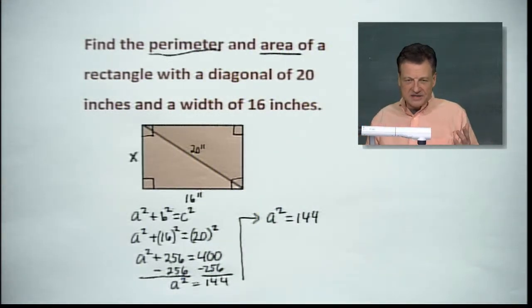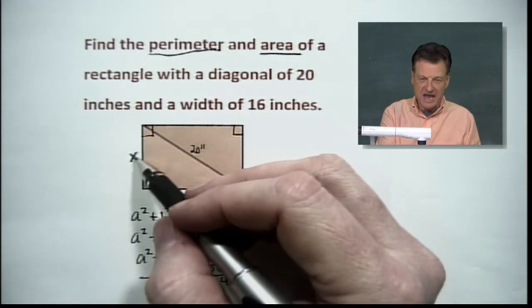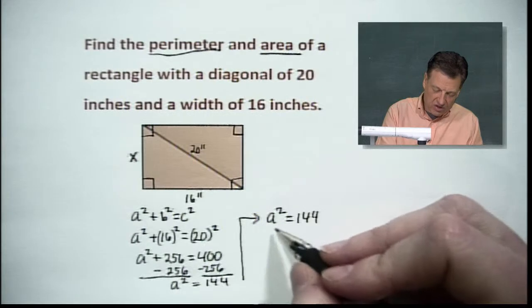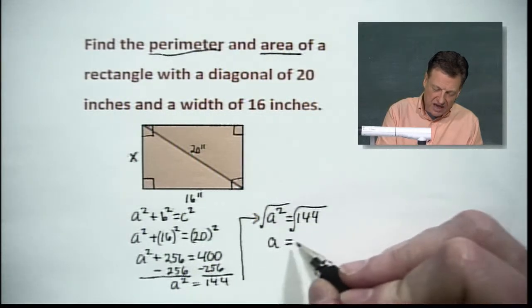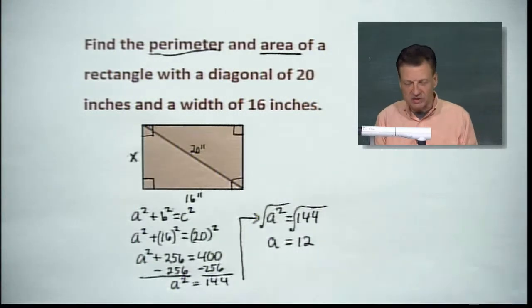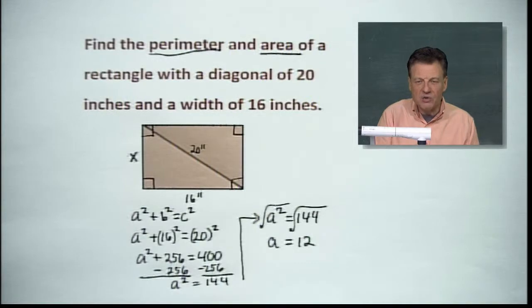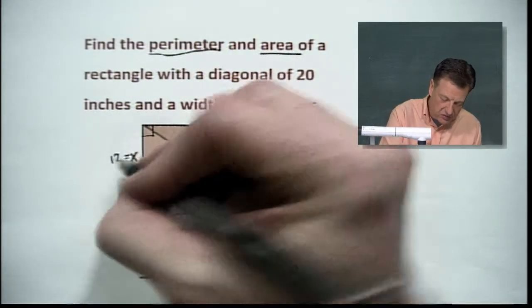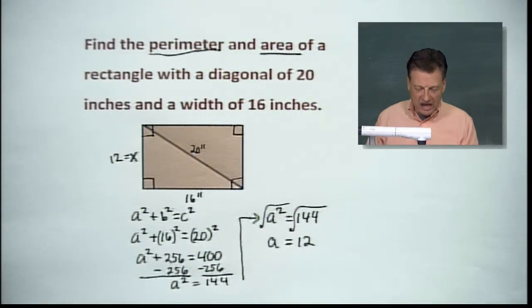I need to know what a is. A squared is nice, but I'm worried about this little guy over here. In this case, it's really x, or a, however you want to call it. We're going to take the square root of both sides, and that's going to give us a equaling 12, or x equals 12, for those of you who used x squared plus 16 squared. That's what we're looking for. And does it work? Well, 12 squared is 144. 16 squared is 256. Add those together, we do get 400, so life is good.